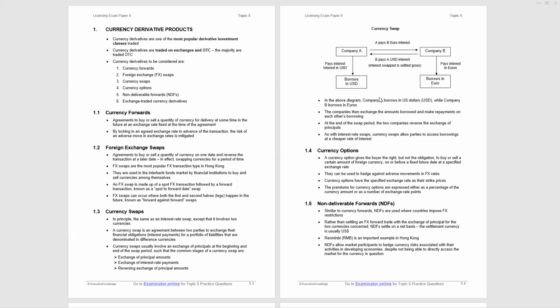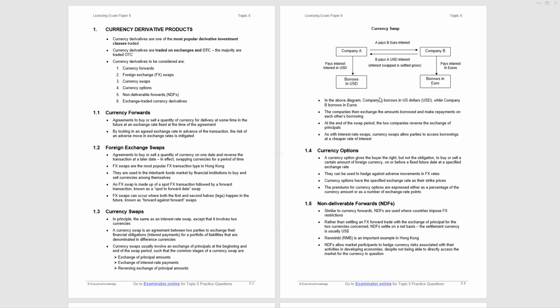Foreign exchange swaps are agreements to buy or sell a quantity of currency on one date and reverse the transaction at a later date. So you're buying or selling and then just taking the currency back or selling on the currency. You're in effect swapping currencies for a period of time. And we're told that FX swaps are the most popular FX transaction type in Hong Kong, and they're used in the interbank fund market by financial institutions.